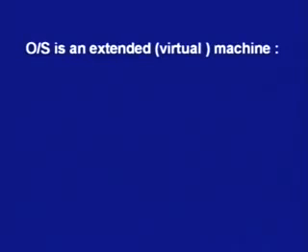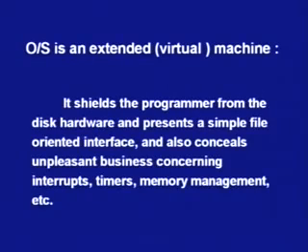An operating system can also be said to be an extended or virtual machine, because it shields the programmer from the disk hardware and presents a simple file-oriented interface to the user. It also conceals or hides from the user all the unpleasant business concerning interrupts, timers, memory management, file management, etc.